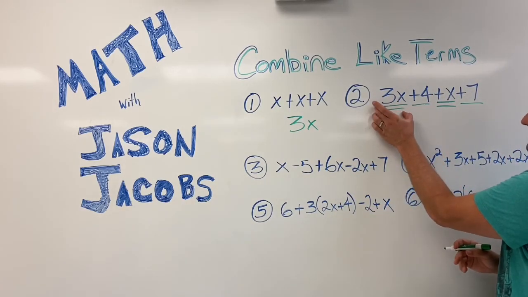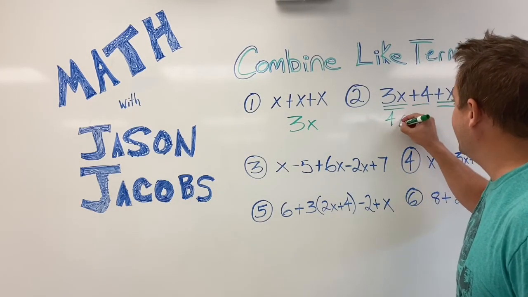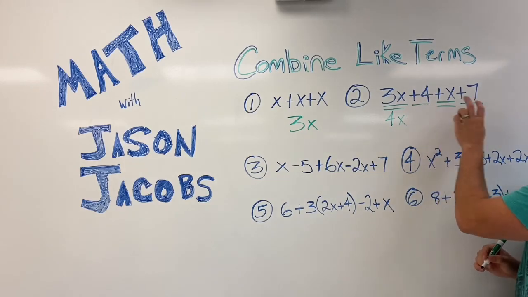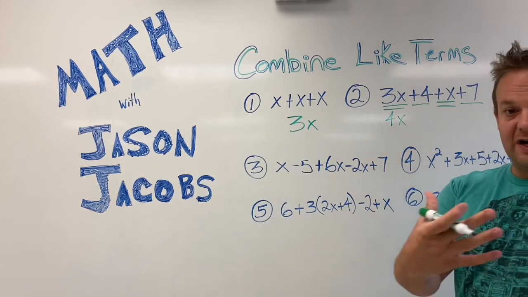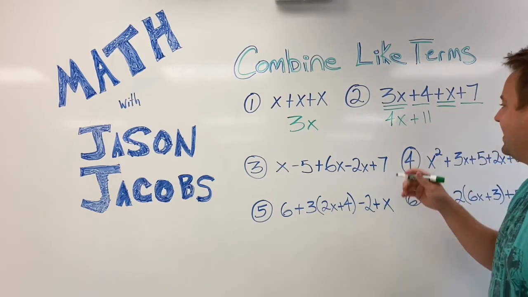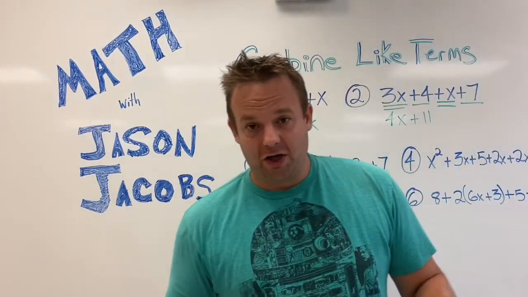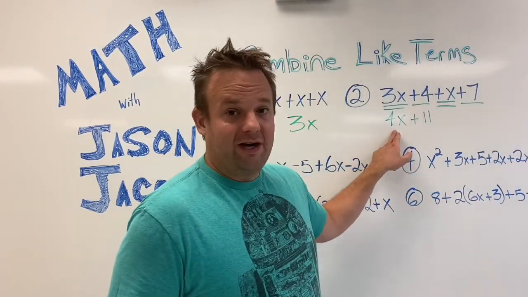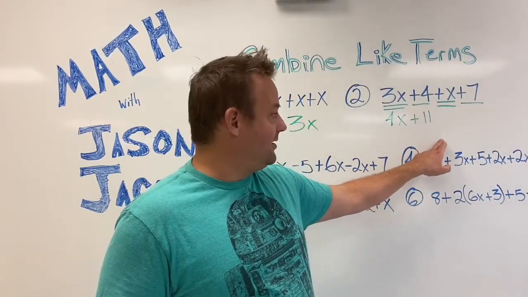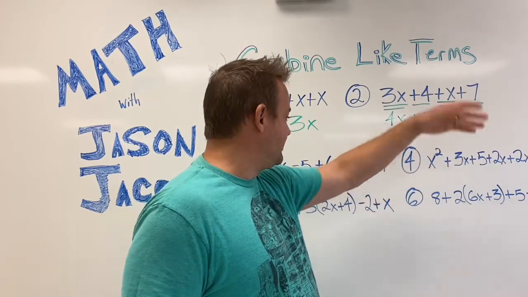The positive 3x goes with positive x. That equals 4x, guys. 4x. Now, the 4 goes with the 7. Positive 4, positive 7, that's 11. So 4x plus 11. Now I can't combine it any further. 4x plus 11 is all it goes, guys. Think of this as 4 squares and 11 circles, like we did in the last video. I can't put the circles with the squares. I can't put the squares with the circles.